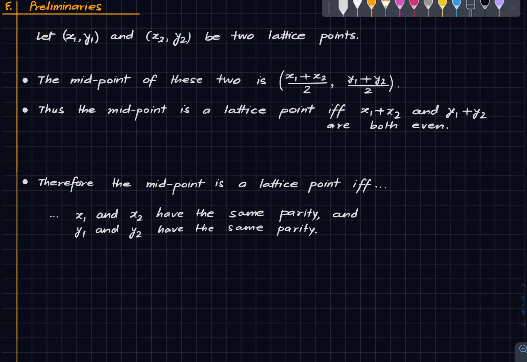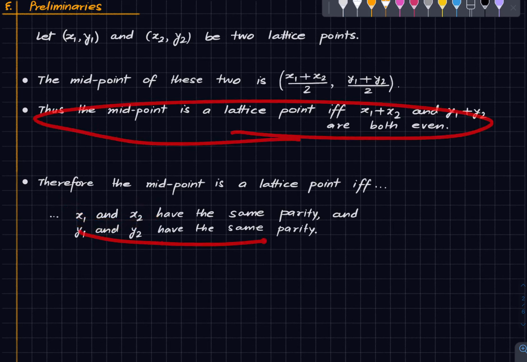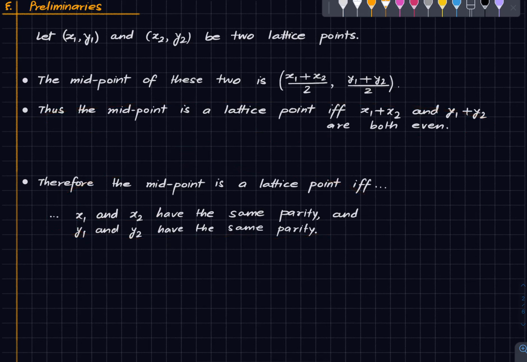So what do we mean by parity? Parity of an integer is the remainder it leaves when divided by 2. So the parity of 3 is 1, the parity of 4 is 0, the parity of 5 is 1, and the parity of 6 is 0. So x1 and x2, when they have the same parity, their sum will be even. Otherwise, their sum will be odd. So this statement and this statement are basically equivalent. Okay, so with that, we move on.